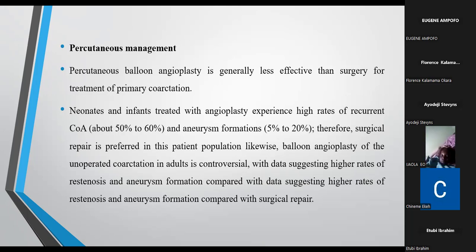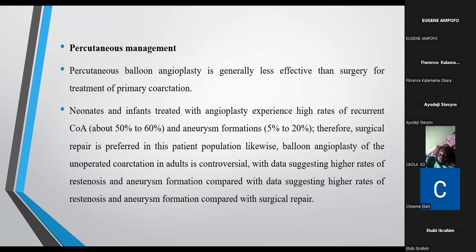Forms of surgery: percutaneous balloon angioplasty is a form of treatment. It's generally less effective than surgery for primary coarctation of aorta. Neonates and infants treated with angioplasty are said to experience high rates of recurrence of coarctation of aorta, about 50 to 60% of them, and then aneurysmal formation in 5 to 20% of them. Therefore, surgical repair is preferred in this patient population.